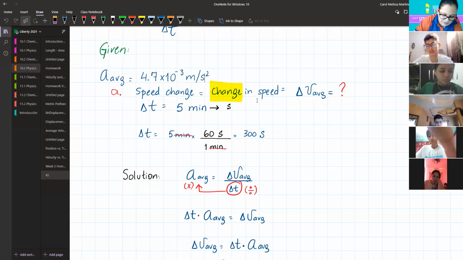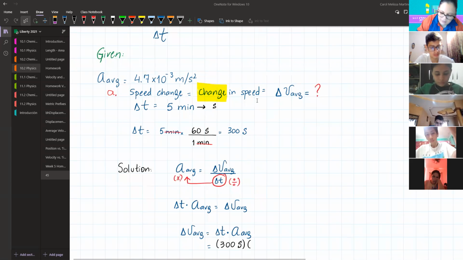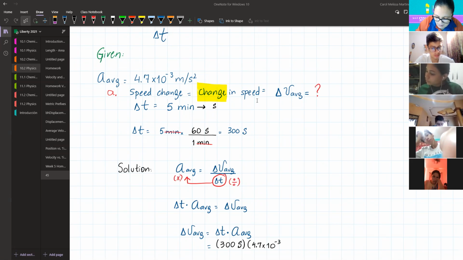And I will substitute the givens. Delta t is 300 seconds, and the acceleration is given in the problem as 4.7 times 10 to the negative third power meters per second squared. How much is this? 1.41 meters.